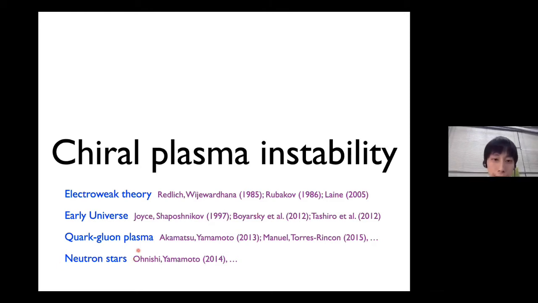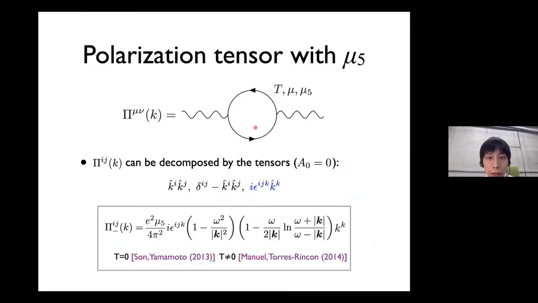And we can discuss this chiral plasma instability using the language of in-medium quantum field theory. The chiral plasma instability manifests itself as a kind of collective mode. In order to compute the collective mode, we need to know the polarization tensor Pi^{\mu\nu}. The point here is that in the presence of the chirality imbalance mu_5, we have not only the parity-even polarization tensor, but also the parity-odd polarization tensor.